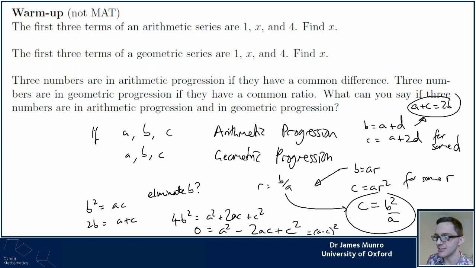And then it's not much work to say that if a is equal to c, so this thing, 0 is equal to (a minus c) squared. If a is equal to c, so going all over the place, sorry, but from here, a is equal to c, and if a is equal to c, then because a plus c is 2b, b is also equal to a. So all three numbers are equal.